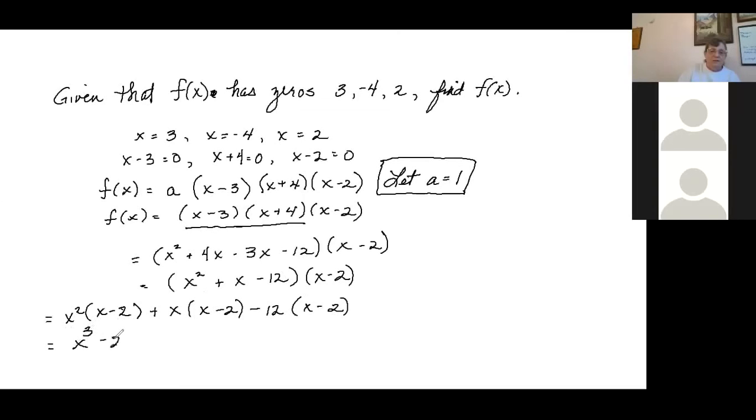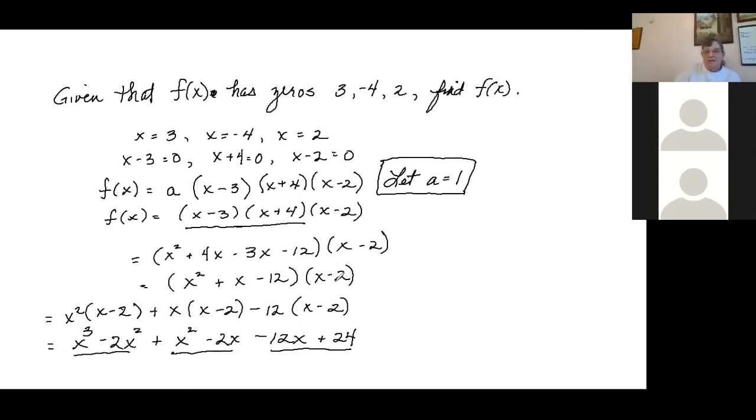So x cubed minus 2x squared plus x squared minus 2x minus 12x plus 24. Now notice that I'm multiplying this times the x minus 2. So in each case, when I multiply that out, I get two terms. The vast majority of your mistakes are going to be in a sign, and that's even true for me, and I've had lots of practice at it. So they're going to be sign mistakes, or a mistake in putting the wrong exponent.